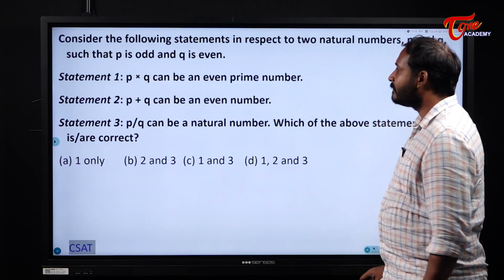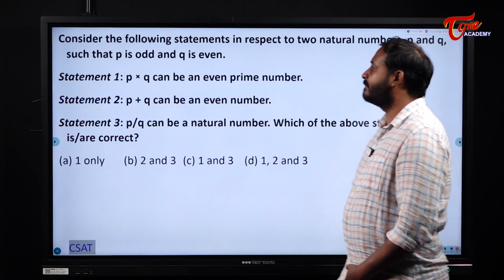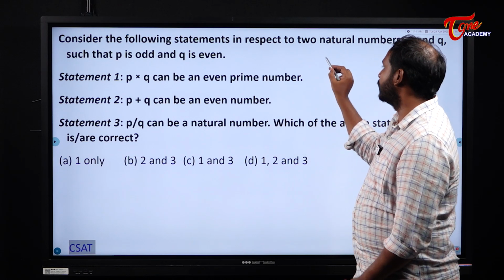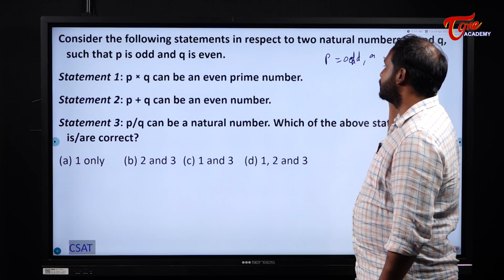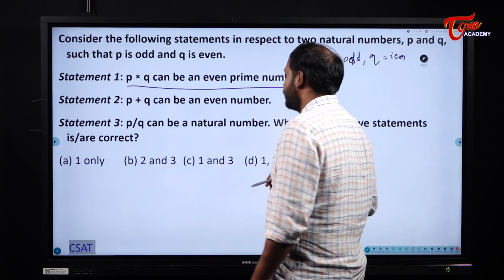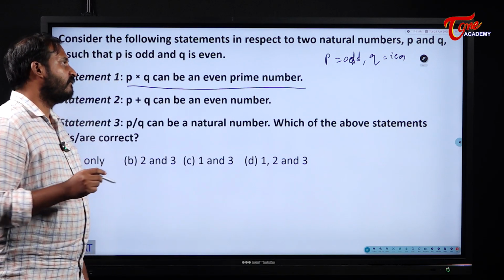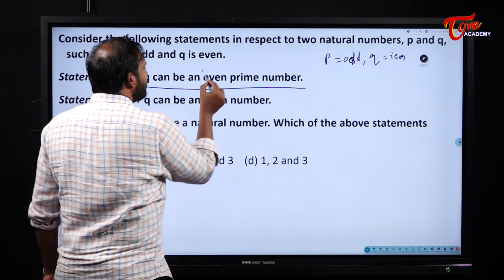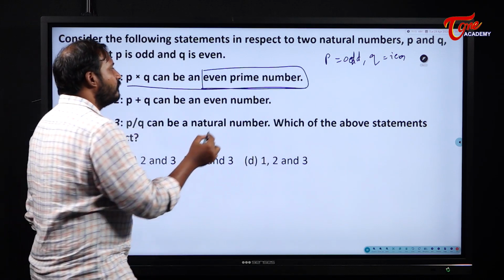Next one. Consider the following statements with respect to two natural numbers P and Q such that P is odd and Q is even. Given that P is odd and Q is even, P into Q can be an even prime number. Now first of all, tell me, what is the only even prime number which we have? What is the only even prime number we will have? 2.